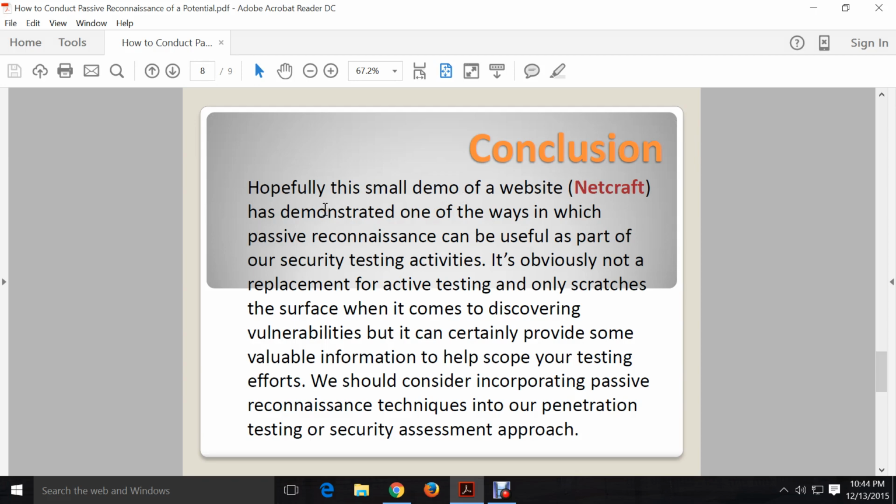Finally, hopefully this small demo of the website Netcraft has demonstrated one of the ways in which passive recon can be useful as part of our security testing activities. It's obviously not a replacement for active testing and only scratches the surface when it comes to discovering vulnerabilities, but it can certainly provide some valuable information to help scope your testing efforts. We should consider incorporating passive recon techniques into our penetration testing or security assessment approaches.